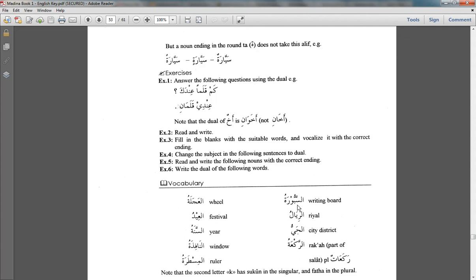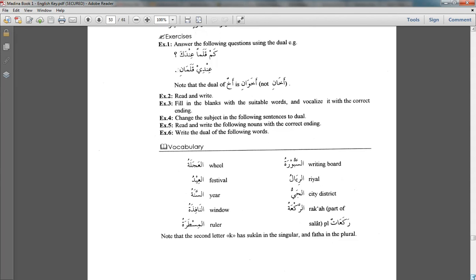Some new words: al-ajalatu, wheel; as-saburatu, writing board, blackboard; al-Eid, festival; al-riyal, riyal, Saudi currency; as-sana, year, also known as am; al-hay, city or district. That's not supposed to be a jim there. Al-hay. An-nafidhatu, window; al-rak'atu, the rak'ah, and the plural of it is rak'at; mistara, ruler.